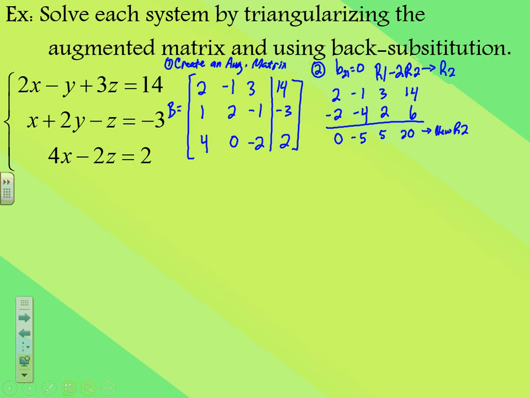So the next thing that we're going to do is to write the new matrix. Now, in the first row, we didn't do anything. Nothing changed. So we have 2, negative 1, 3, and 14. My new row 2 is the 0, negative 5, positive 5, and 20. And row 3, we didn't change that at all, so that's still 4.